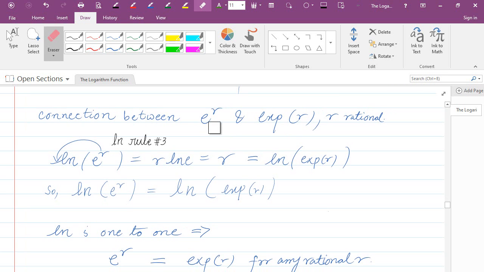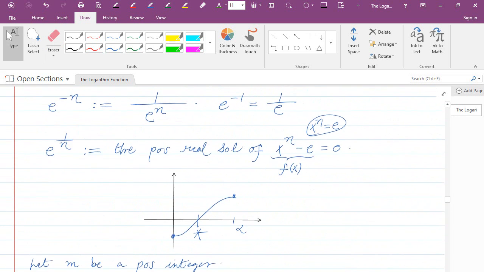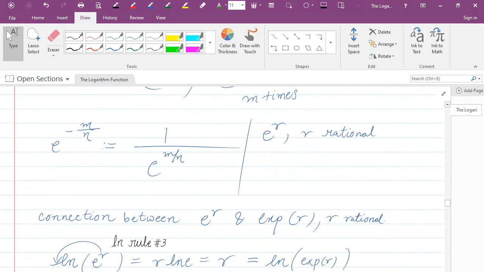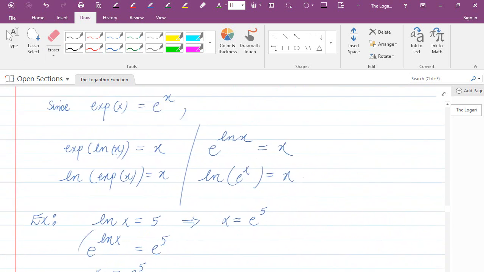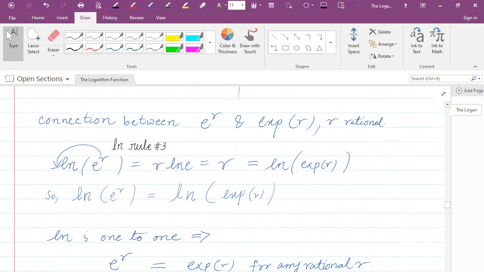We're now going to explore the connection between e to the r and the exponential function exp of r for any rational number r, and I'm going to show that they are the same. Remember, we just defined e to the r for any rational number, and I'm going to show you that e to the r has the same value as the exponential function evaluated at r when r is a rational number.